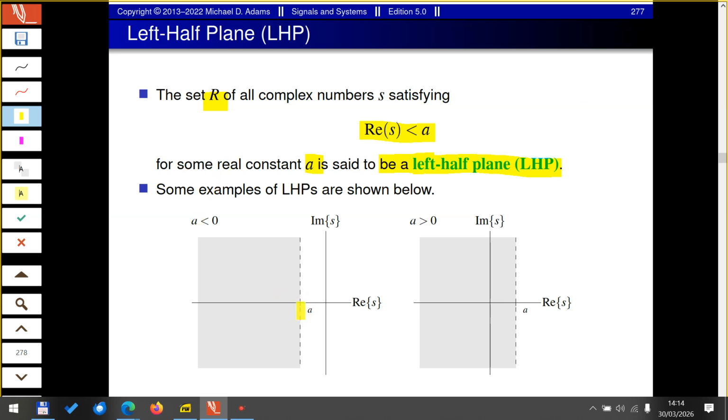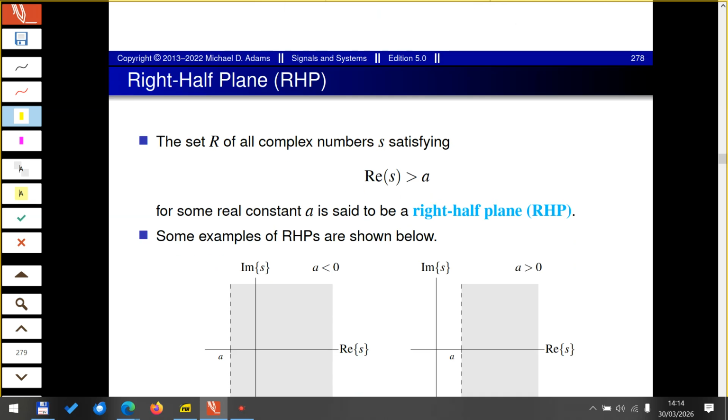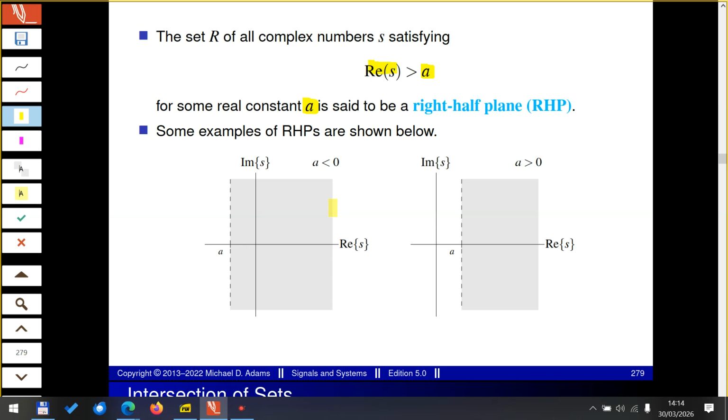We discussed last time that when a is negative, the plane will look like this. And in both cases, regardless of whether a is to this side or to that side or somewhere here, the region of convergence is always to the left, right? That's why we call it a left half plane. And if it is of this form, all the values of s for which the real part is larger than some constant a, then we'll call it the right half plane, or a right half plane for each value of a.